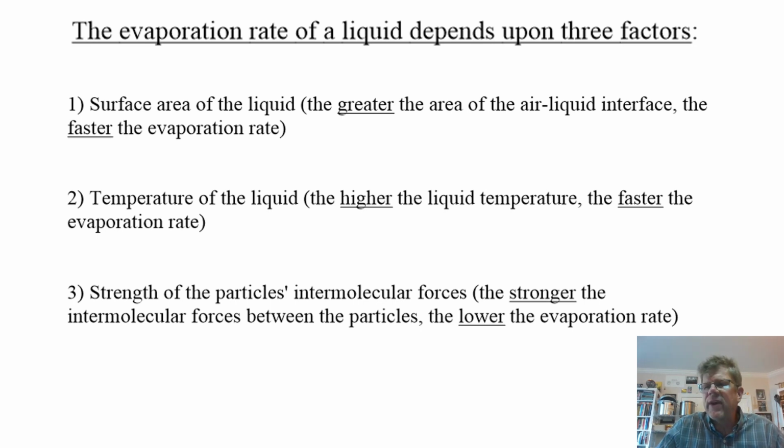Now, in the last two examples, we looked at two sample comparison of the same liquid. As I said before, now we're looking at two samples of different liquids with everything else, temperature, surface area, and so on, held the same. And in this case, if we had two different liquids with different particles, the stronger the intermolecular forces between the particles of one sample would mean that that sample has a lower evaporation rate, which makes sense.